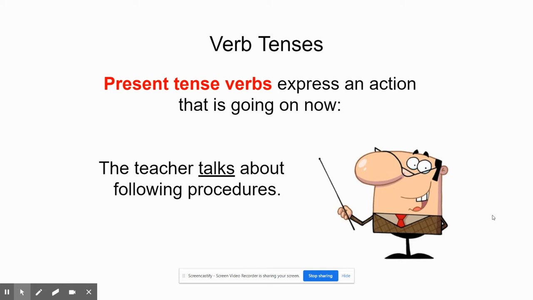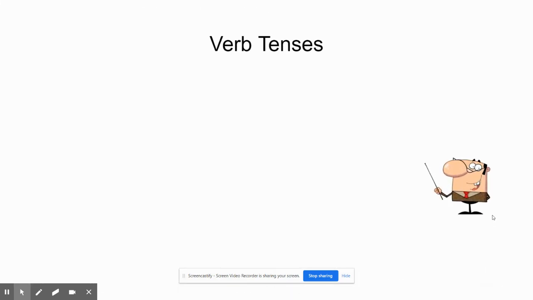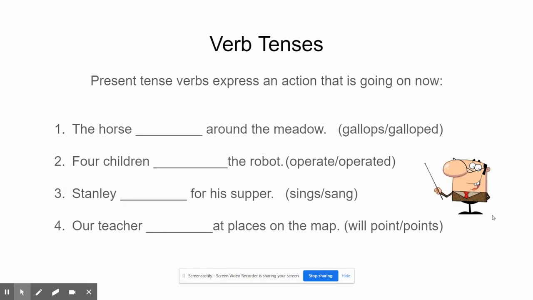Here's an example. The teacher talks about following procedures. Let's try a few sentences. Remember, present tense verbs express an action that is going on now. Look at number one. The horse blank around the meadow. If it's going on right now in the present, would it be gallops or galloped? Right, gallops.